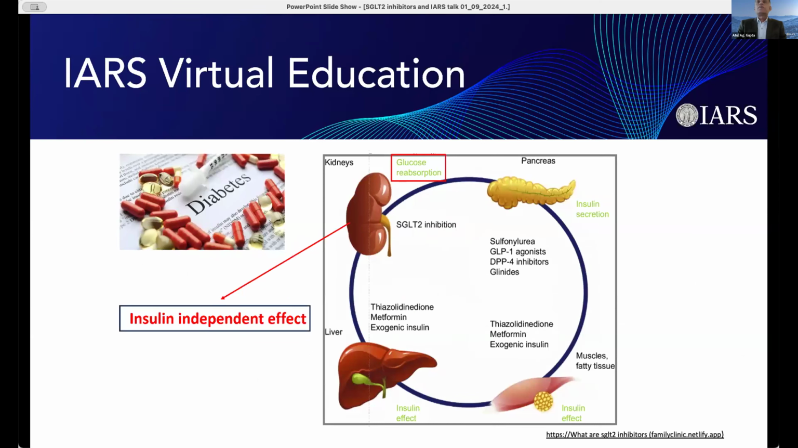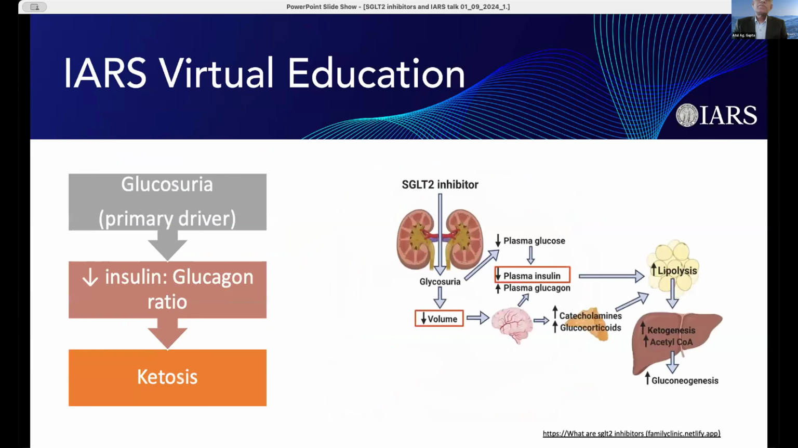So this slide just tells us that SGLT2 inhibition is primarily an insulin-independent effect, works on glucose reabsorption and the downstream effects. Next slide, please. So glucosuria is the primary driver of glucose control, and it actually decreases the insulin-glucagon ratio, and that leads to ketosis. And ketosis also is part of its beneficial effect on the heart. Next slide, please.